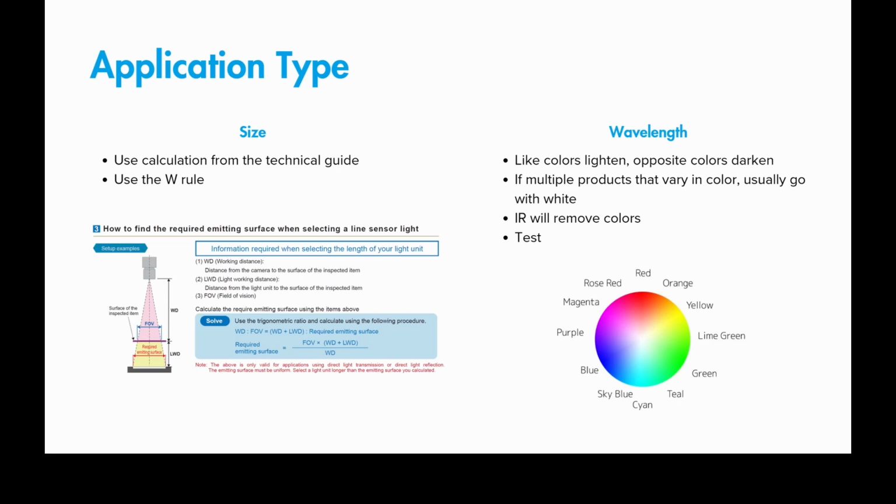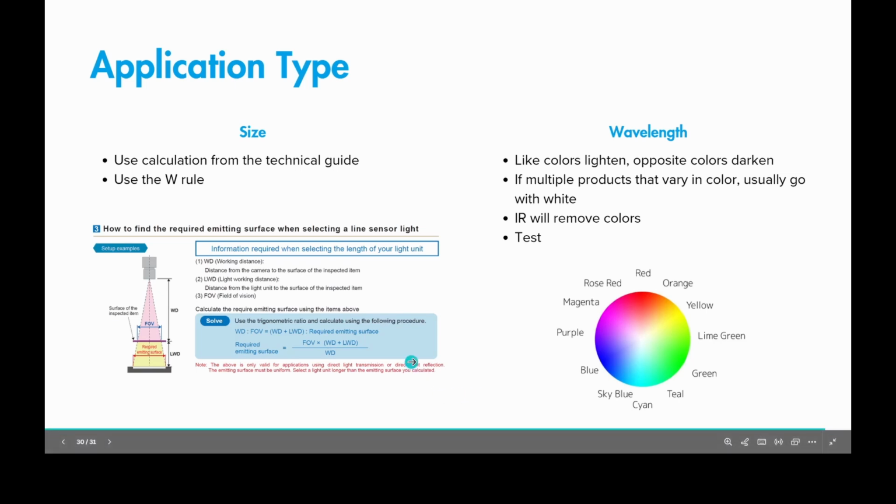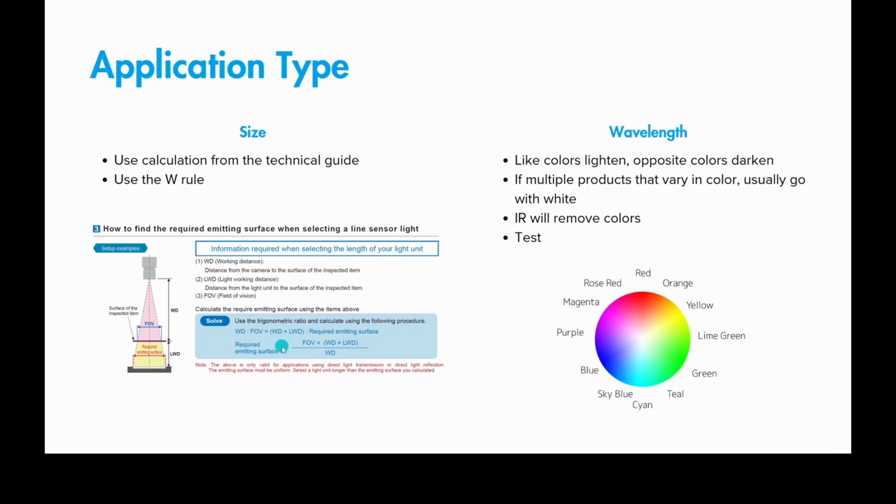When it comes to picking the size, we actually have a calculation in the technical guide of our catalog. And so it tells you how to figure out the emitting surface based off the field of view, the working distance, and the light working distance. So you can use this to get an idea of what size light to order. But we always say test, test, test. So maybe try it first and then pull the trigger, but it's a good way to start to figure out what size light you need.